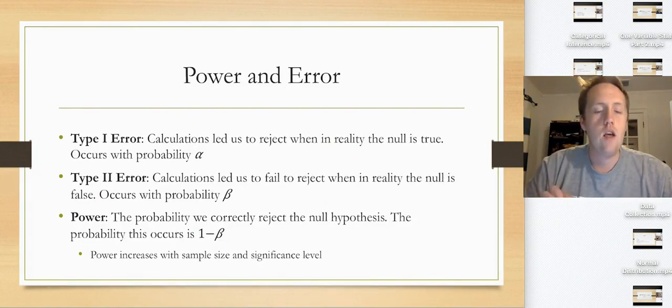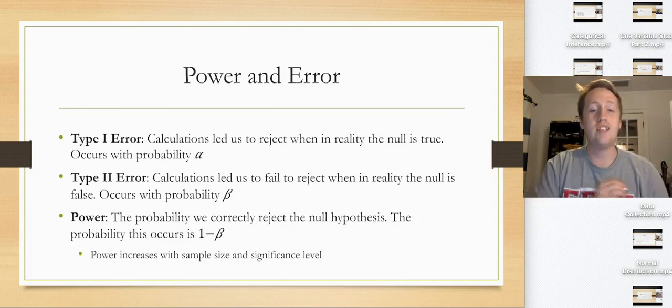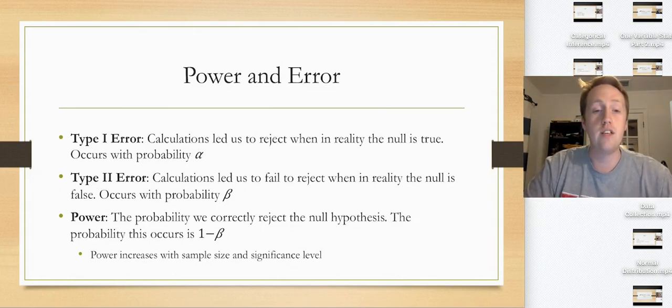Power and error. Type 1 error. Remember, type 1: reject when you shouldn't have. That's when calculations led us to reject the null hypothesis when in reality the null was true. This occurs with a probability of alpha. The type 2 error is when the calculations led us to fail to reject when in reality the null is false. That occurs with probability beta. Power is the probability we correctly reject the null hypothesis. That occurs with probability 1 minus beta.